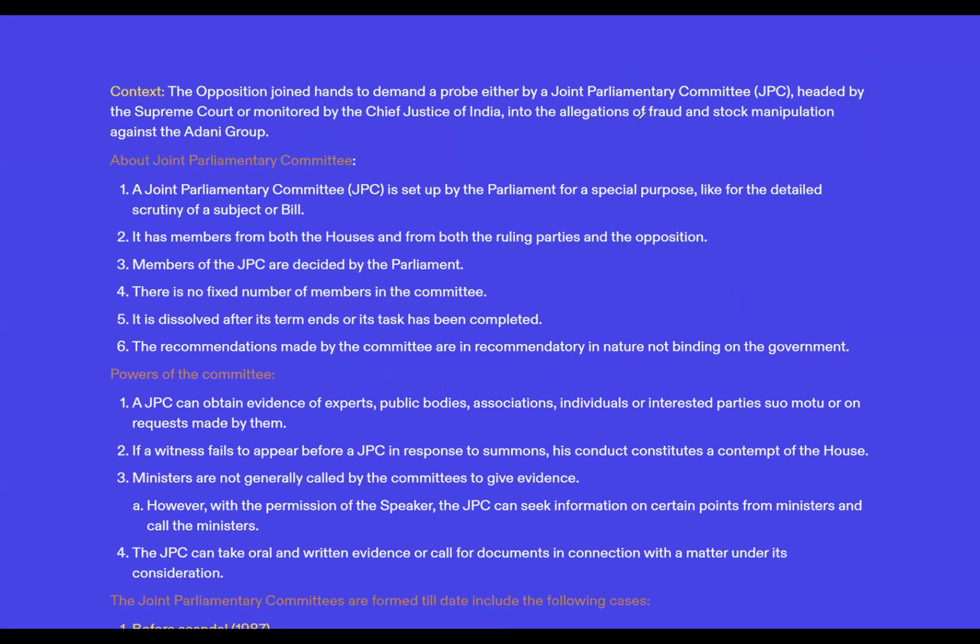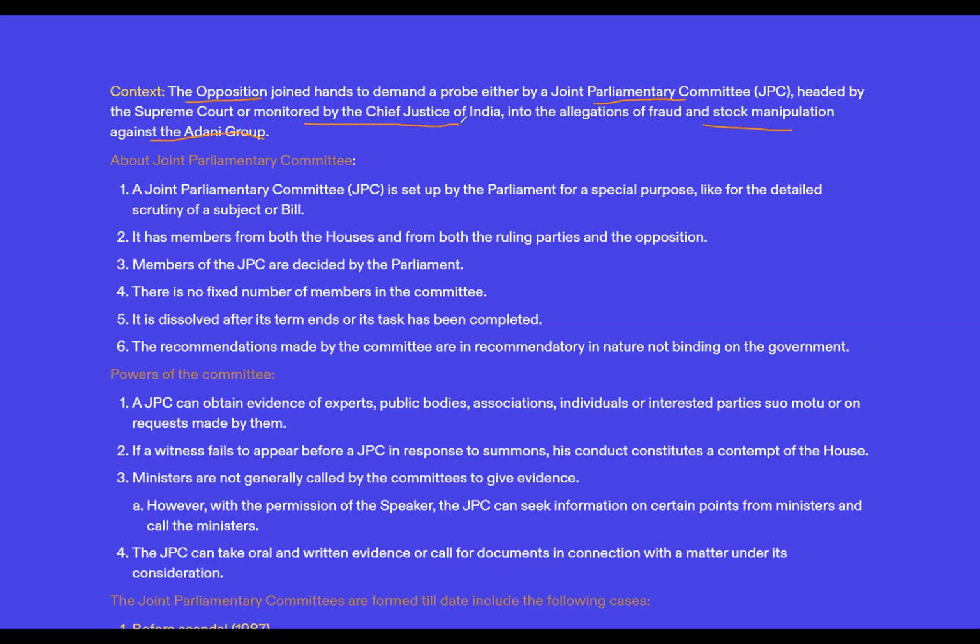You must have come across news of stock manipulation and certain fraudulent practices by companies of the Adani Group, owned by Mr. Gautam Adani. So what happened? The opposition demanded of the ruling party BJP that there has to be a probe, either by a joint parliamentary committee or one headed by the Supreme Court or monitored by the Chief Justice of India. They demanded that a JPC, Joint Parliamentary Committee, be set up in order to find out whether the allegations of stock manipulation or fraud against the group of companies are correct or not.